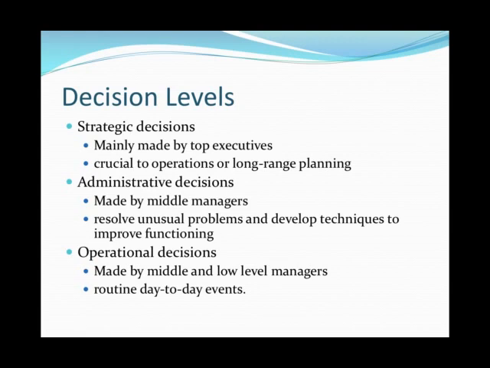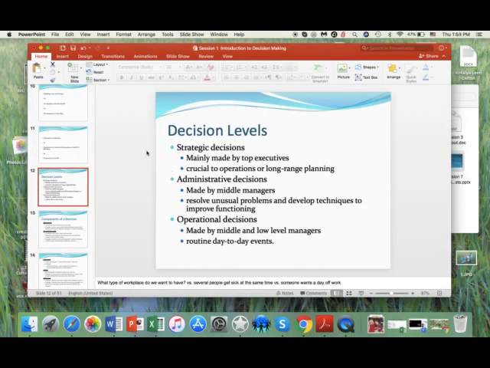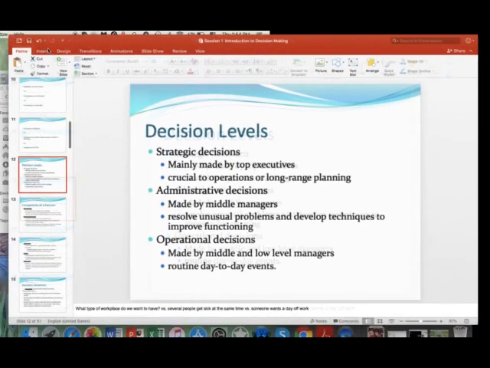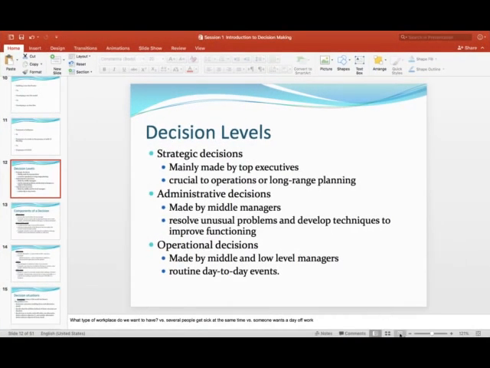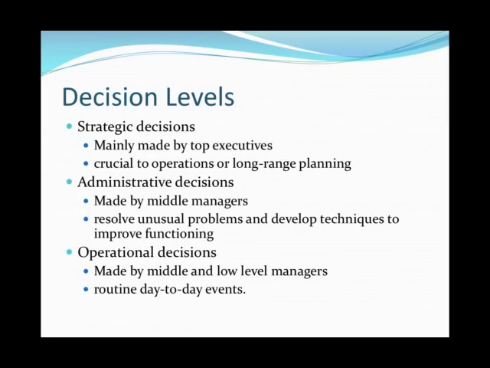So an example in a business setting would be: what kind of workplace do we want to have? Do we want a place where people really feel comfortable? Do we want a workplace where people know they're going to get in trouble if they come to work late, or if they call in sick to work more than 7 days out of the year? Or just what kind of workplace do we want to have in general? That's an example of a strategic decision made by top executives.